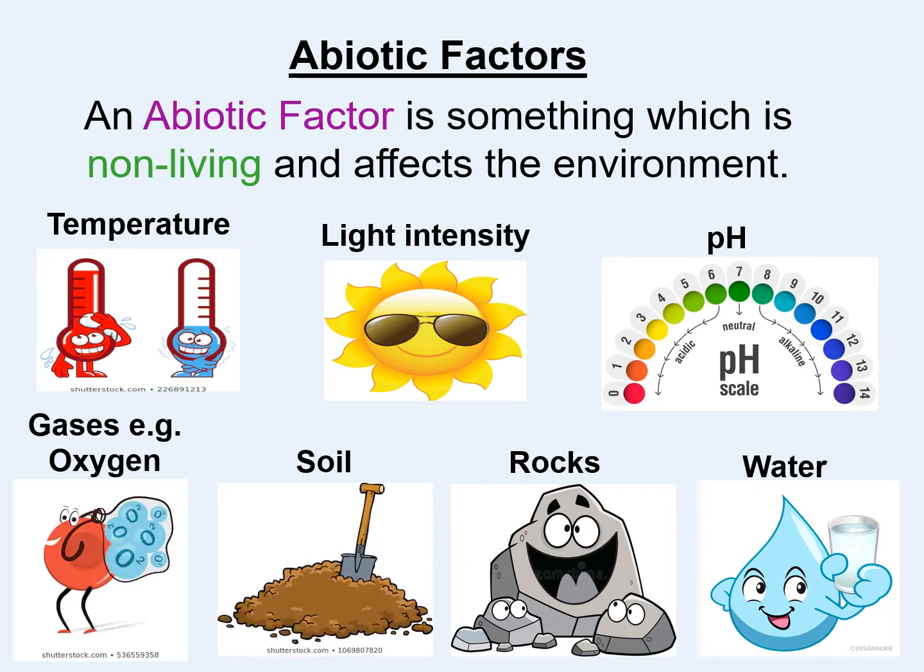Now let's look at abiotic factors in more detail. An abiotic factor is something which is non-living and affects the environment. So this could be temperature, light intensity, pH, gases such as oxygen, soil, rocks, and water. So all of these factors influence what living things can grow and live there.